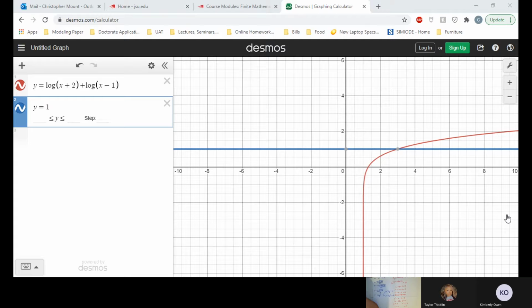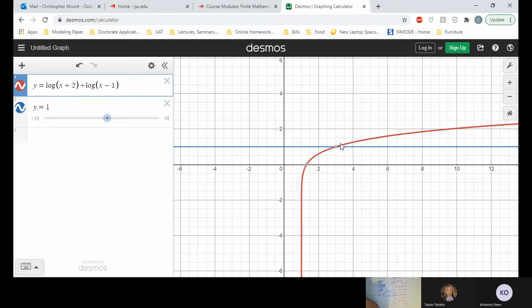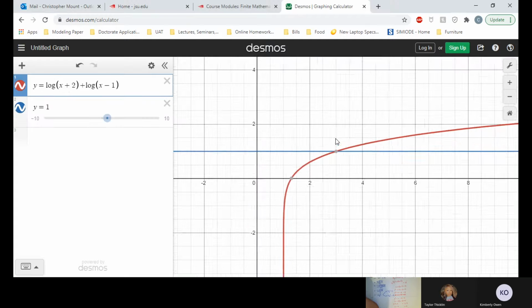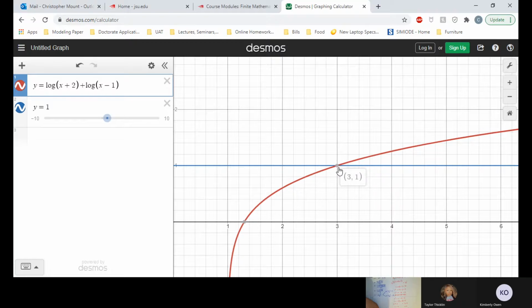And what I'm looking for here is where they intersect. What is the x value where they intersect? Well, it's a 3. It's a 3. That 3 is what we got as our solution, right? The graphical method is much easier, right? Because the computer does all the work. It also does not introduce any extraneous solutions.